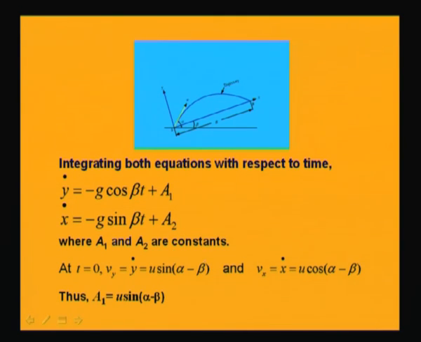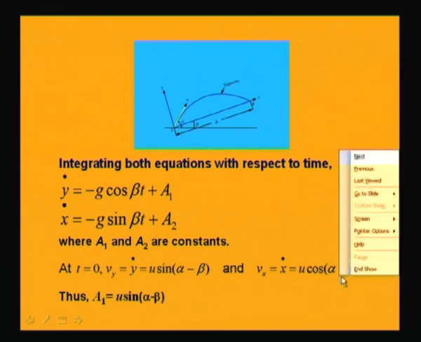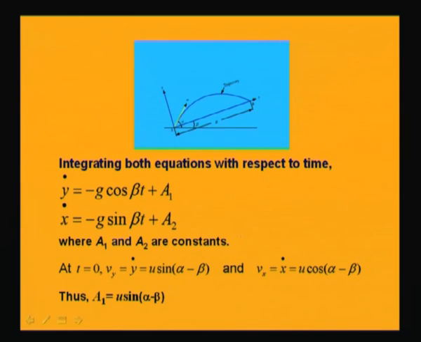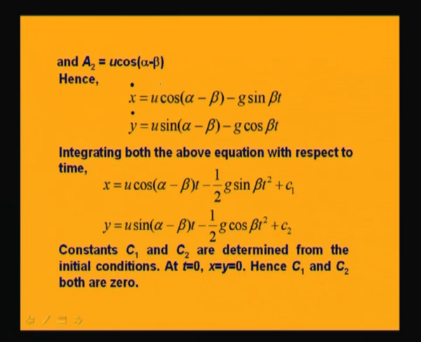Now, at time t equal to 0, Vy, that is y dot, is equal to u sin (alpha minus beta), because this is the component normal to the plane, and the component along the plane will be Vx, that is x dot, equal to u cos (alpha minus beta). Therefore, if we put these values here, we can get the values of the constants.